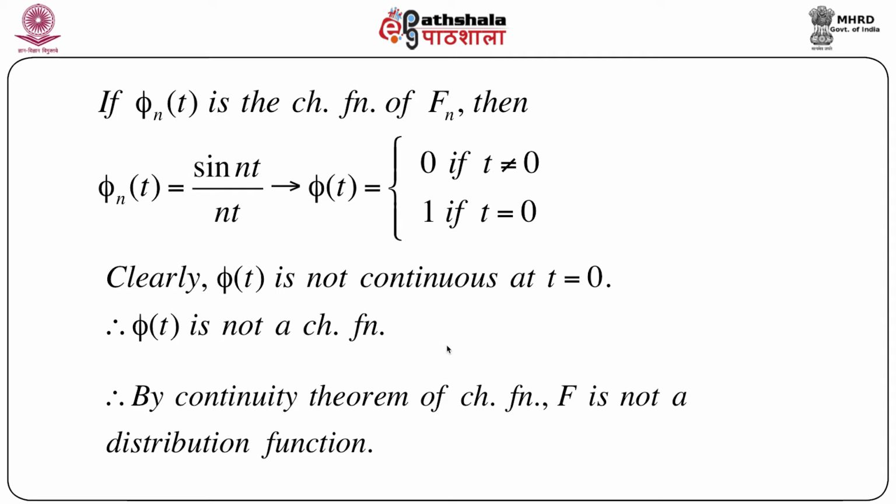So since the sequence of characteristic functions converges to a function which is not a characteristic function, by the continuity theorem of characteristic functions we can say that the sequence of distribution functions, for which phi_n is the corresponding sequence of characteristic functions, converges to a function which is not a distribution function. In other words, phi(t) is not a characteristic function, so we cannot find a distribution for which phi(t) is the characteristic function. So this proof is very beautiful if we look at it from the characteristic function point of view.